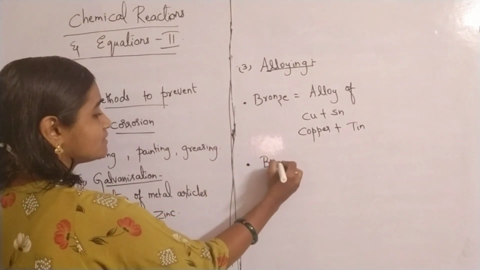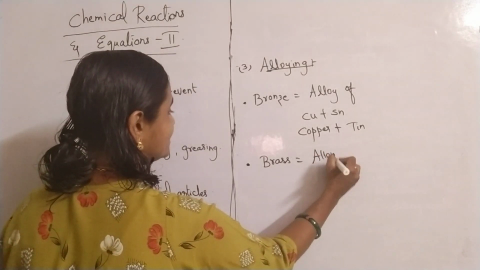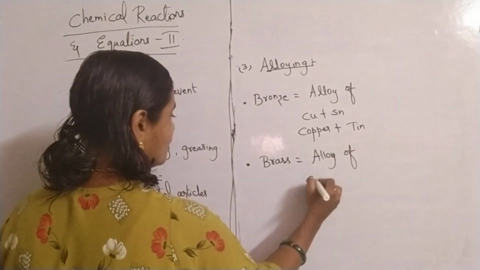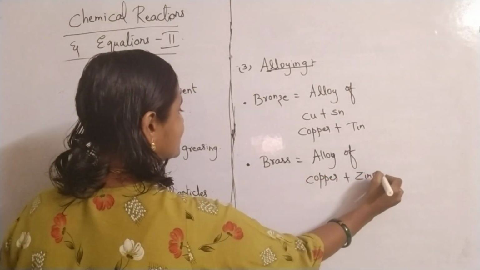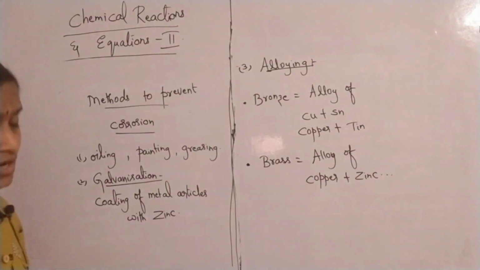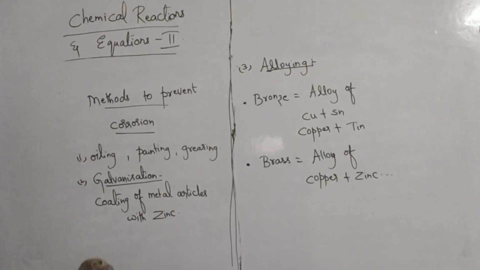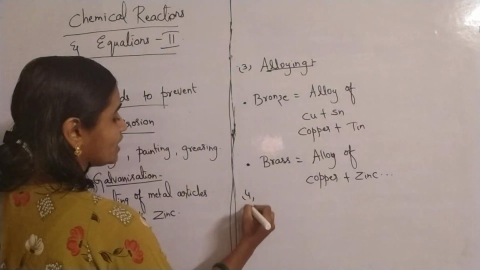And brass is an alloy of copper and zinc. Like that, you have many alloys. Alloying is one of the methods of preventing corrosion. You can reduce corrosion by the alloying process.